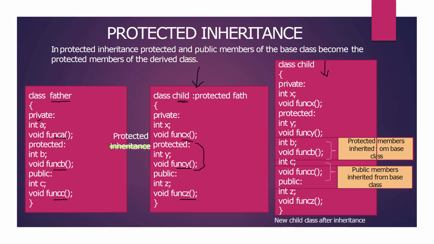Now you have to clearly observe the function under protected which belongs to the derived class called child. I have already created a function Y, which belongs to the derived class itself. And function B, which is created under protected in the base class, can also be called under the derived class. As well, I can call the function which is created under public in the base class, and it can be called under the derived class.